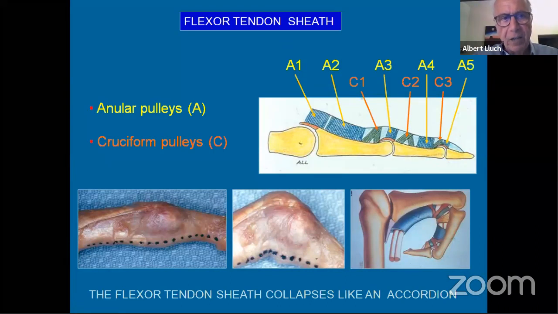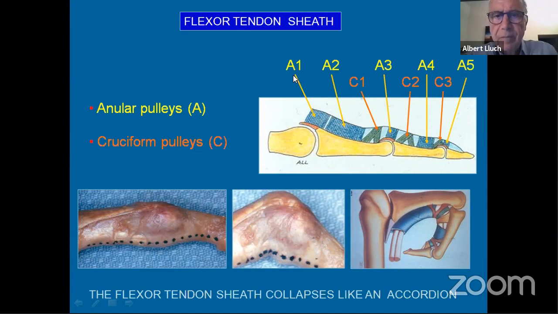As you know, there are annular pulleys, A's, and cruciform pulleys, C's. Let's see, the A1 in the volar plate, A3 in the volar plate, and A5 in the volar plate, and the even numbers are in the bones, A2 and A4. The cruciform pulleys are proximal and distal to the PIP joint, to allow the flexor tendon sheath to fold on itself.